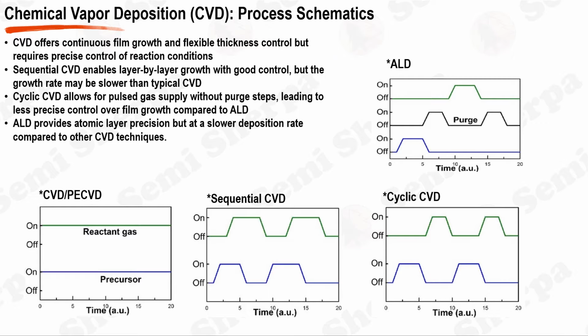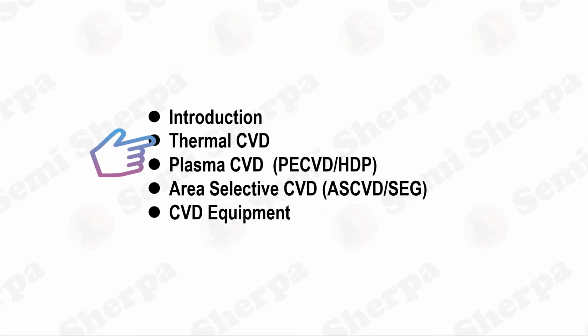Each of these techniques, CVD, cyclic CVD, and sequential CVD, provides unique benefits in terms of speed, precision, and quality of deposition, enabling a wide range of applications across different materials and devices. The choice between these techniques will largely depend on the specific requirements of the process, such as the desired film thickness, uniformity, and material properties.